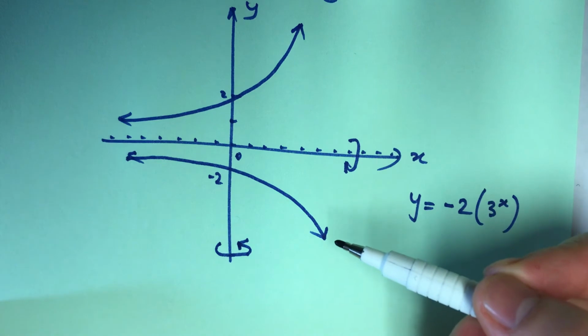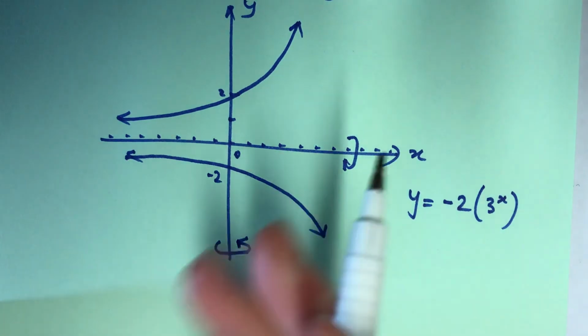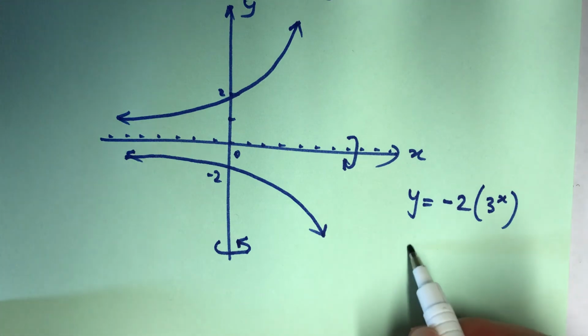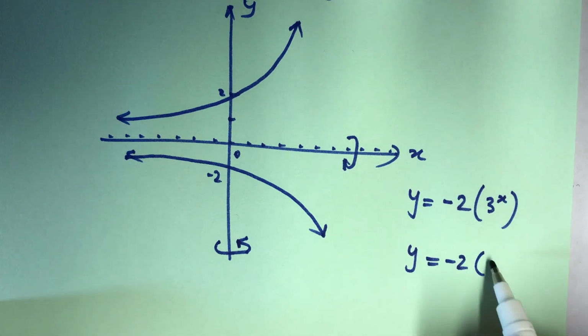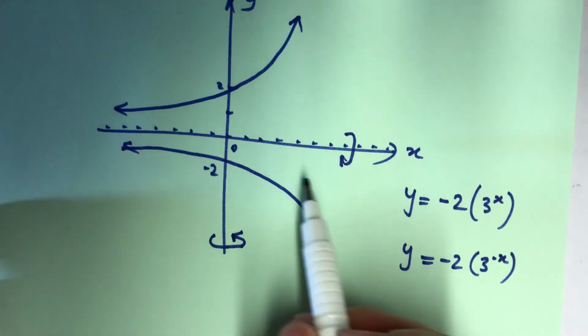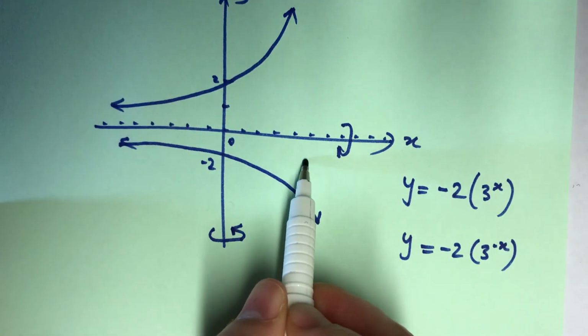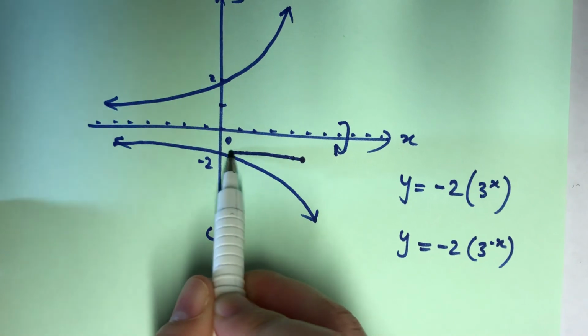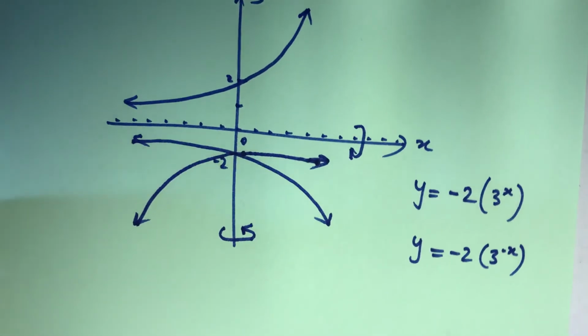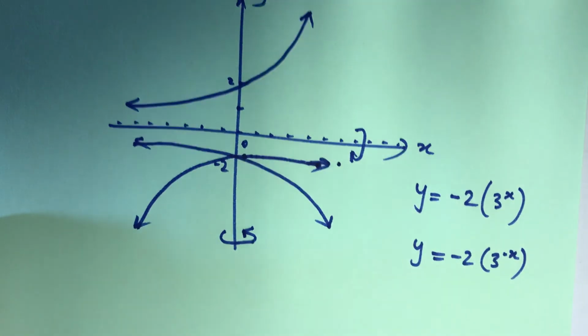I just flipped that one about the x-axis. Now I'm going to flip this to here about the y-axis. That becomes like that. So that will be like this. Something like that. Okay, so that's the one.